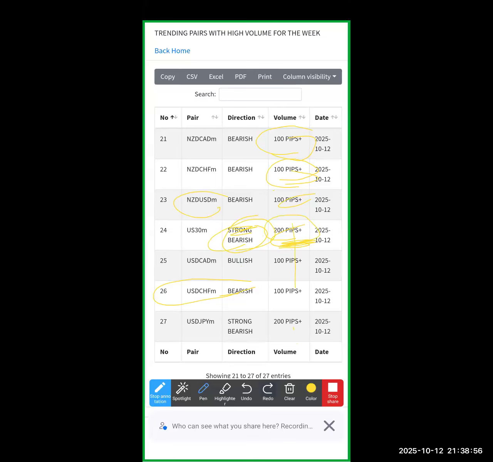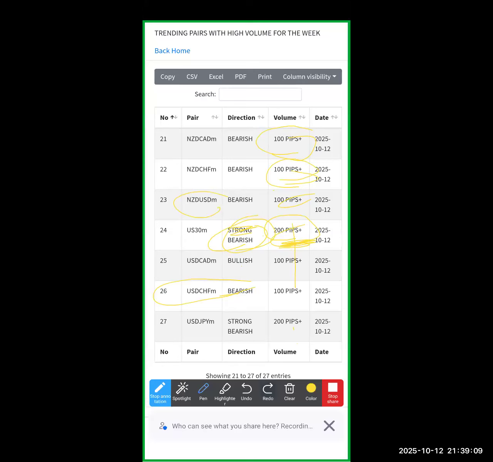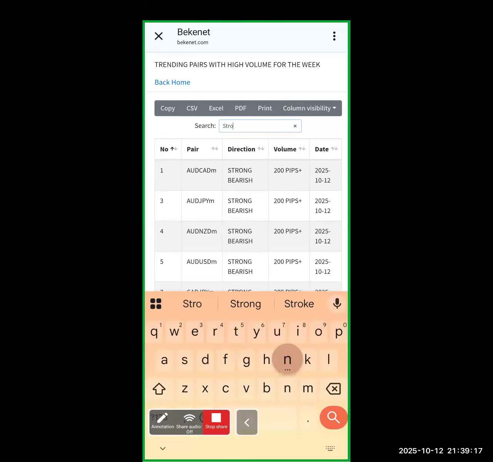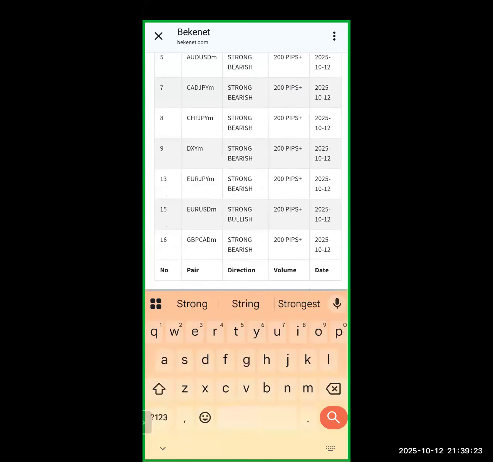Most times you can use this trending pair to filter out your trade. You might say, I'm only going to trade the volatile pairs. Anything that is not volatile, I'm not going to take it. The ones that are not volatile are the ones just showing bearish. You understand? These ones are not volatile. You can still filter it out. Just come here, type strong. It will select only the volatile pairs for you. Look at it. Everything has been filtered to only the strong pairs.